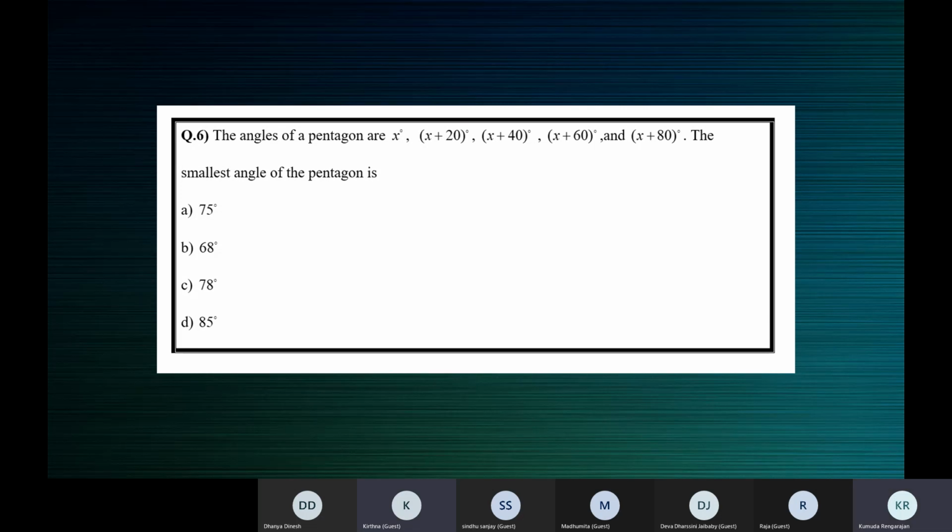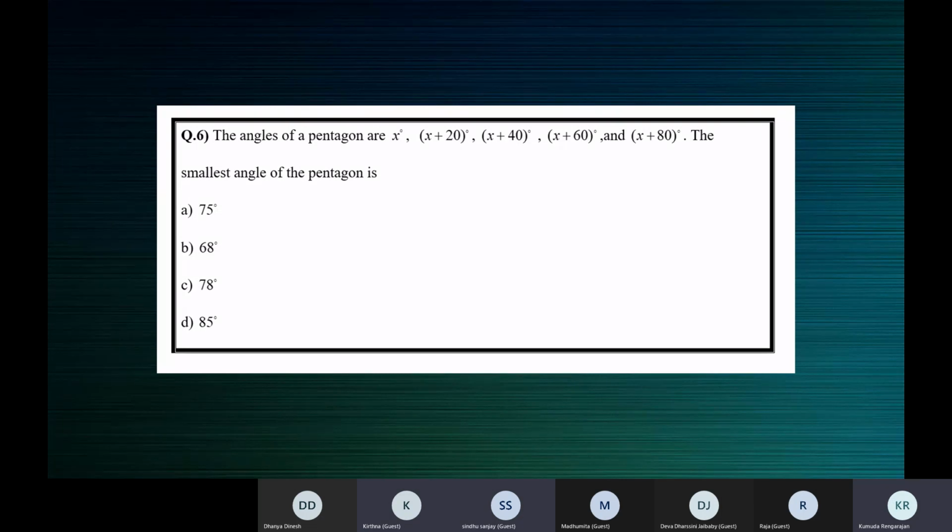Ma'am, only a triangle has the sum of angles equal to 180 degrees, or is it like that for every pentagon and everything? No, in a triangle, the sum of the three angles is 180. The sum of the interior angles is different for different polygons.